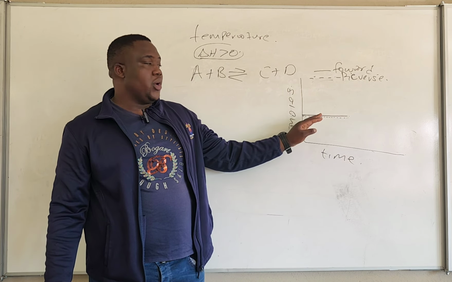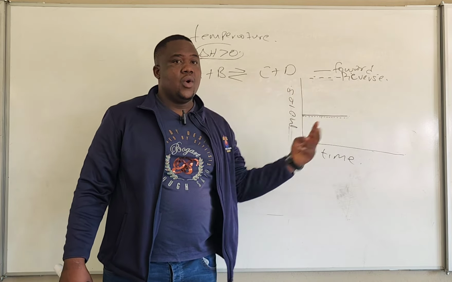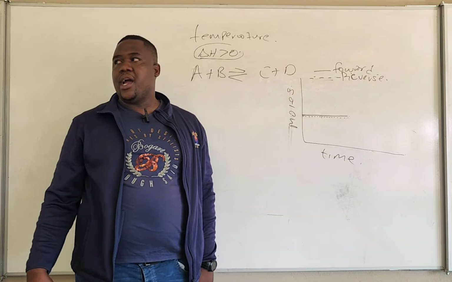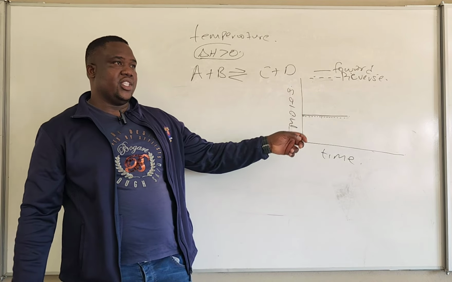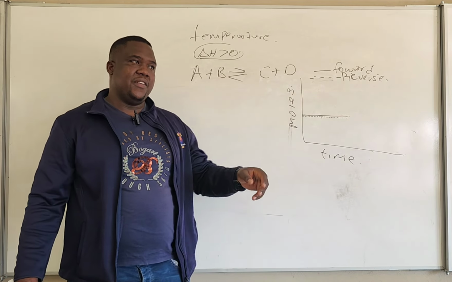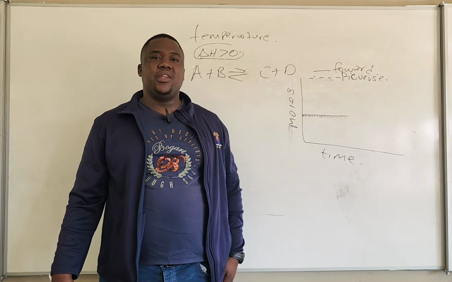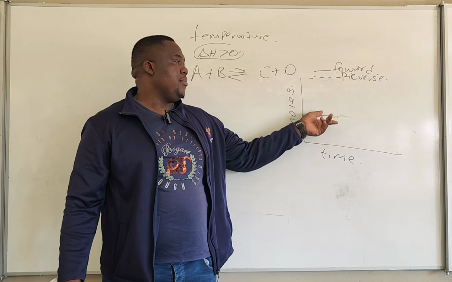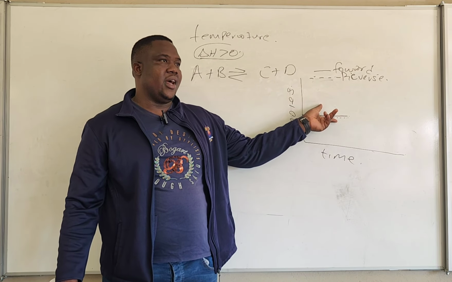Can you see that the rate of the forward reaction and the reverse reaction are equal here? They are equal because there is a straight line. When both of them are straight, it means we are at equilibrium. The rate of the forward reaction is equal to the rate of the reverse reaction, like what I was explaining to you about a pot and the lid. So we have equilibrium. Equilibrium is represented by a straight line.